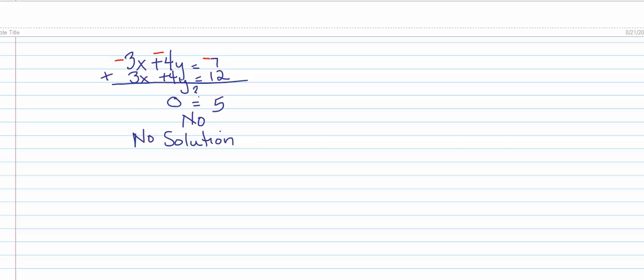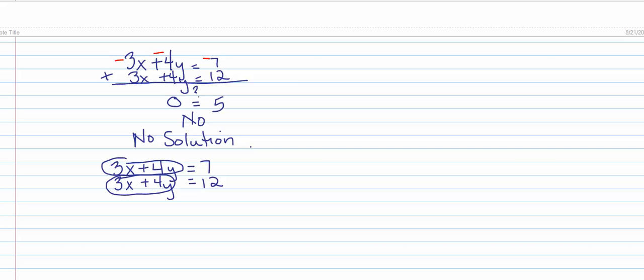Now, had we looked at the equations to begin with, one equation said that 3x plus 4y was equal to 7. The other equation said that 3x plus 4y is equal to 12. How can you have the same amount, 3x plus 4y and 3x plus 4y, be equal to two different things? It doesn't make sense that one quantity can be equal to two different amounts. So that's why this ended up being no solution.